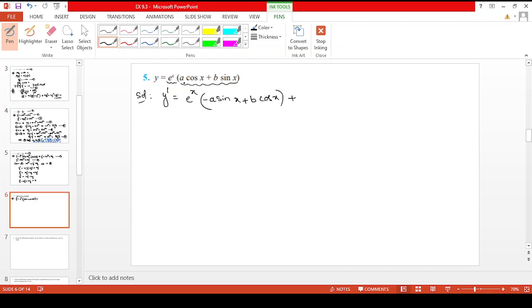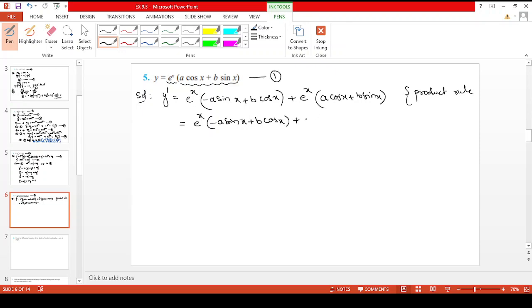This is over. Next, u dash: e power x differentiation is e power x only, and the next one is as it is. So I have used here the product rule. Further, we can simplify. The second term is there, and that can be replaced by y, because it is as it is like the first equation. So this one will be replaced by y, because from 1. So first time differentiation is over.